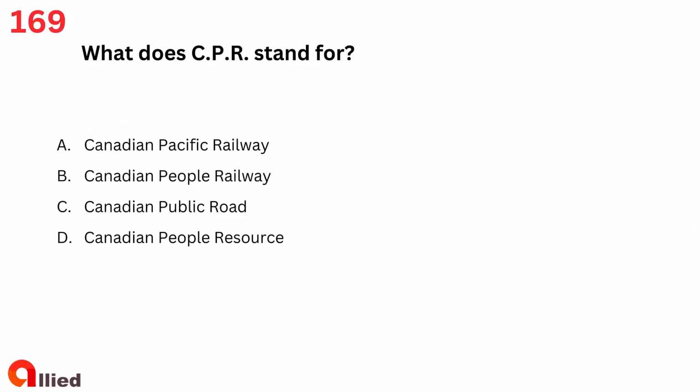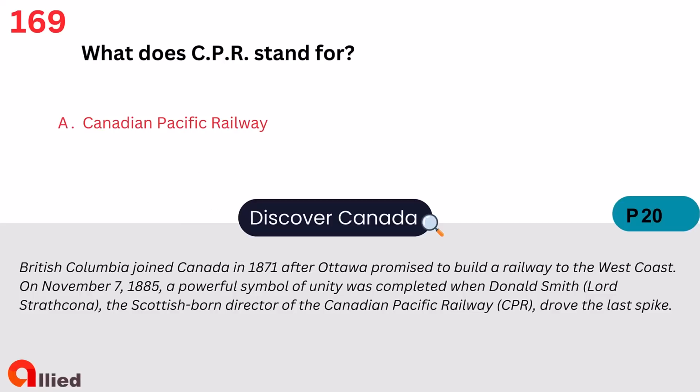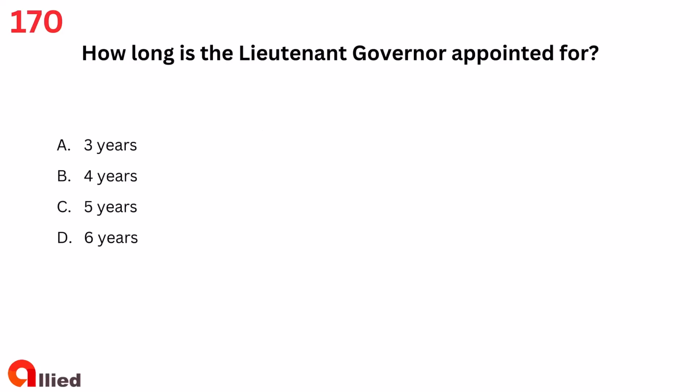Question 169. What does CPR stand for? A. Canadian Pacific Railway. B. Canadian People Railway. C. Canadian Public Road. D. Canadian People Resource. The answer is A. Canadian Pacific Railway. Question 170. How long is the Lieutenant Governor appointed for? A. 3 years. B. 4 years. C. 5 years.